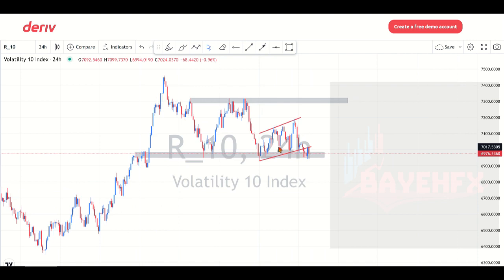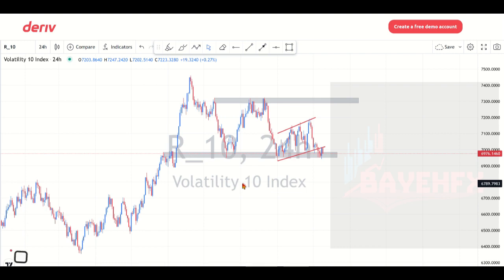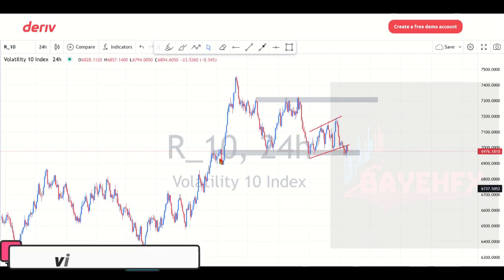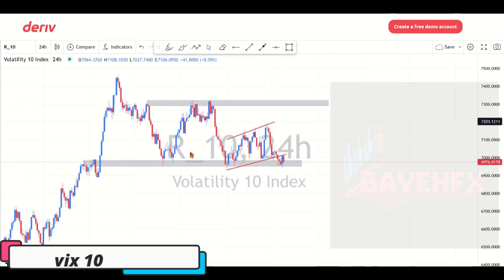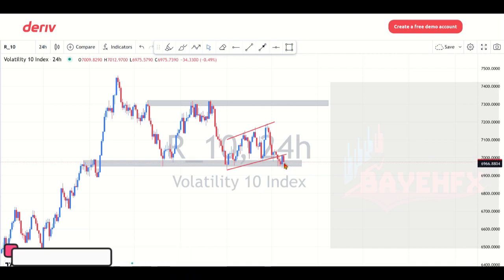Okay guys, this is VIX10. If you check here on VIX10, we had the last spike to the upside and then we crashed back down, we failed to continue up, then we started a bearish trend. So ideally, we're in a bearish trend on the 24 hours time frame. With this pattern we're seeing here, this is a bearish continuation pattern.